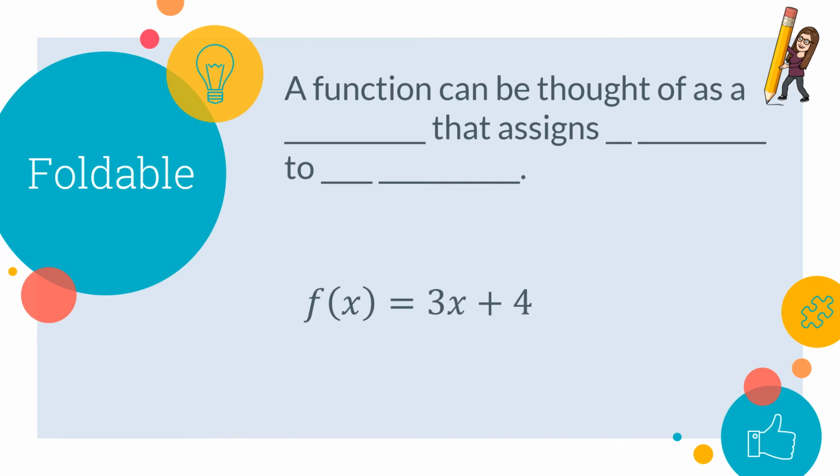First, let's define a function. We've talked a little bit about if a graph is a function, and now we're going to look at a function as a rule, meaning an algebraic rule, an equation that we can use. So when we have a function as a rule, it assigns a value to a variable.